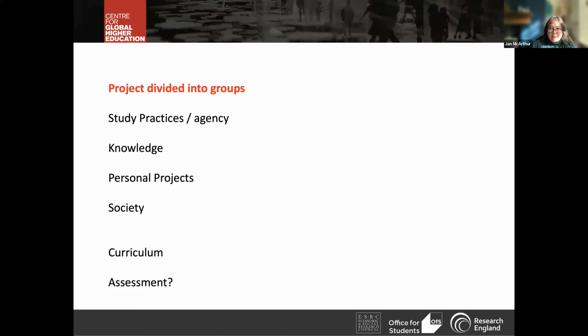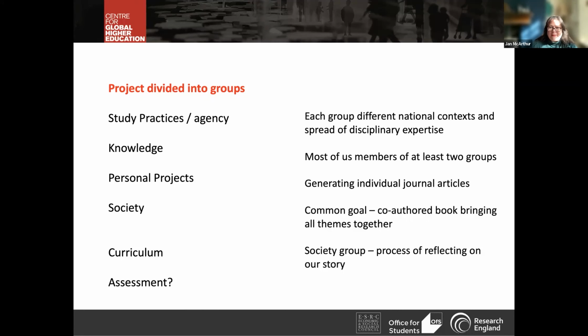We have a group looking at study practices with a particular focus on agency, one looking at knowledge, personal projects, and then the group that Kayleigh and I are part of, and which we're talking about today, is the society group. A little bit later, we also had a curriculum group emerge, and I'm still hoping to develop an assessment group when I find the time. But each of these groups has people from different national contexts and a spread of disciplinary expertise, particularly from generic HE people like Kayleigh and myself, and those with backgrounds in chemistry or engineering. Most of us are members of at least 2 groups, so there's this lovely fluid movement of ideas between groups.